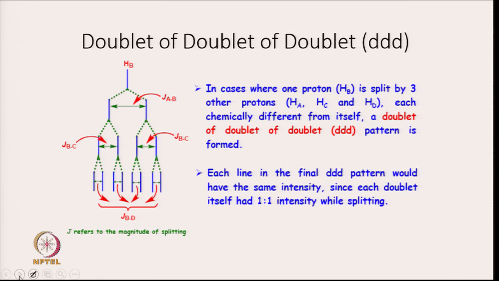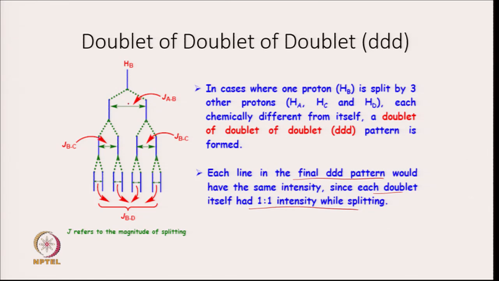Now, there is also a doublet of doublet of doublets signal. This happens when one proton Hb is split by 3 other protons, Ha, Hc and Hd, each chemically different from the others, and a doublet of doublet of doublets pattern is formed. Each line in the final DDD pattern would have the same intensity, since each doublet itself has 1:1 intensity while splitting.